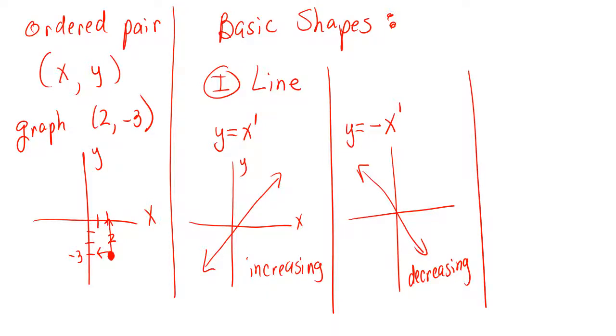You can also have a horizontal line on the xy plane. A horizontal line is exactly that. It neither increases nor decreases, and so we say its slope is 0. And horizontal lines always have the equation y equals some number.